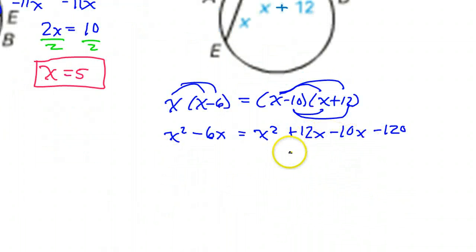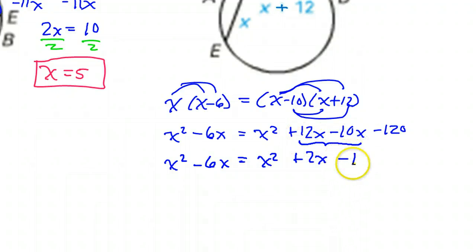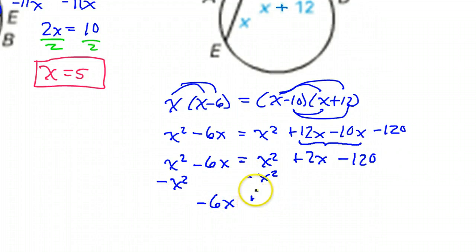Alright, combining like terms right here, so I've got x squared minus 6x equals x squared plus 2x, I'm just combining these two, minus 120. That's an awful big number. Subtracting x squared from both sides, both of those cancel out, so now I have negative 6x equals 2x minus 120.